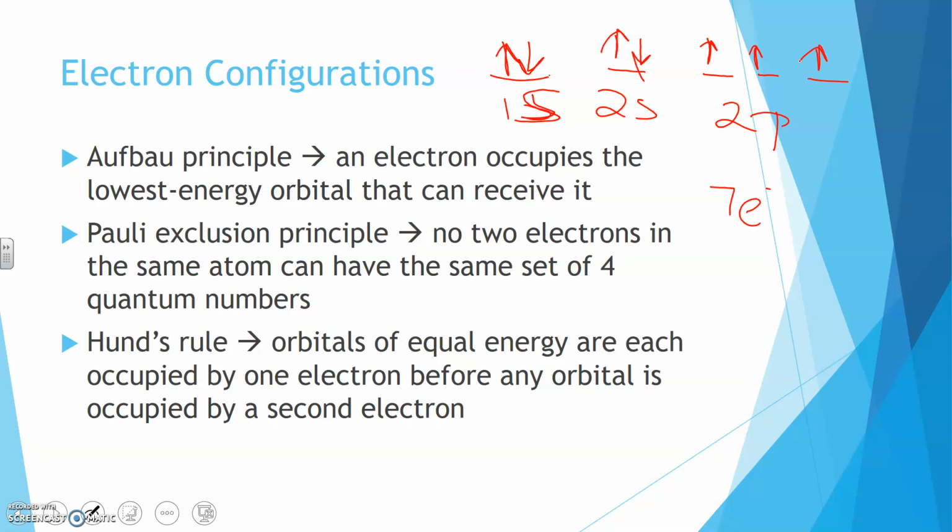Now, if we move up to 8 electrons instead of 7, that is where we would go in and put the second electron in this orbital here. So those are basically things that we've already talked about, but now just going back and putting the name with them.